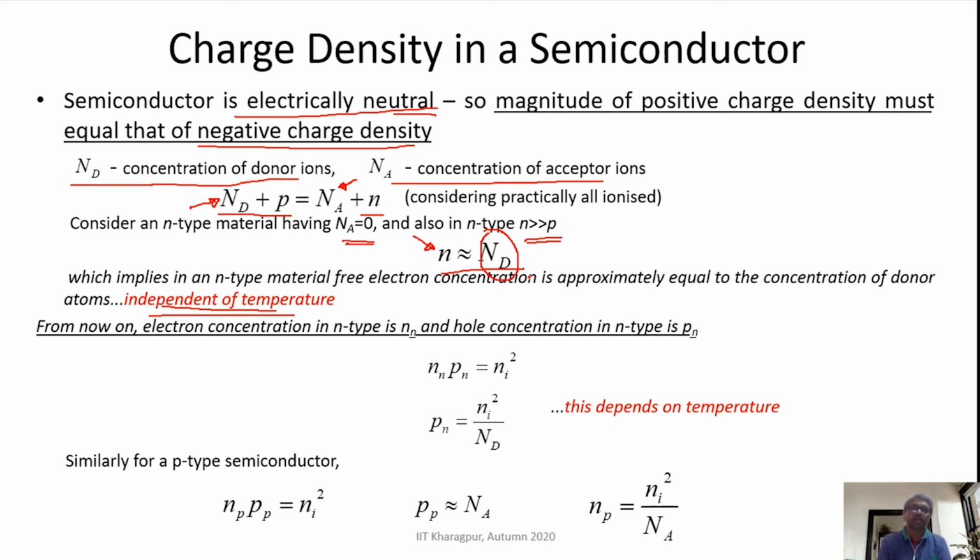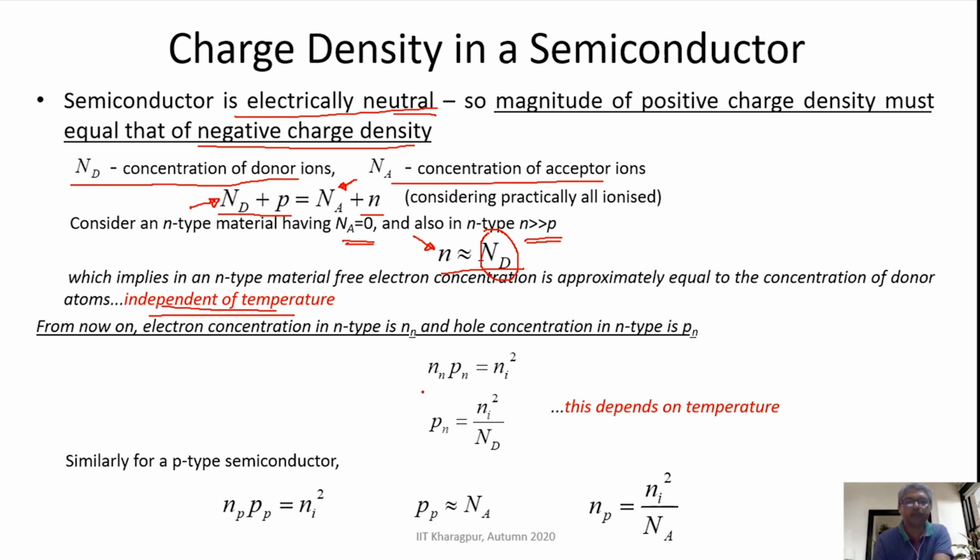So one advantage is that carrier concentration hardly depends on temperature, and the second advantage is that the number of free carriers is much higher, so you can have a much larger current with extrinsic semiconductor. So we need extrinsic semiconductors to develop electronic devices.